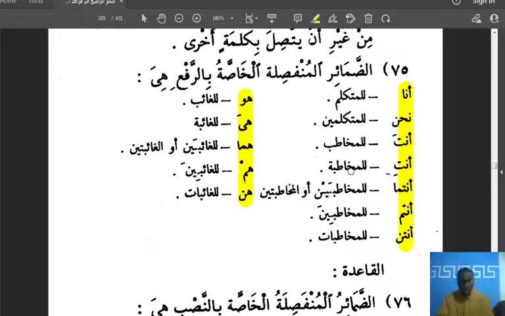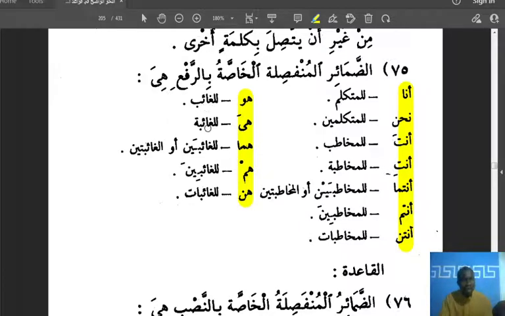المخاطب, second person. المخاطبة, للمخاطبة, for the second person feminine. للمخاطبين أو المخاطبتين, second person dual. Antuma is for second person dual, whether masculine or feminine. للمخاطبين, for second person plural, masculine. للمخاطبات, second person plural, feminine.